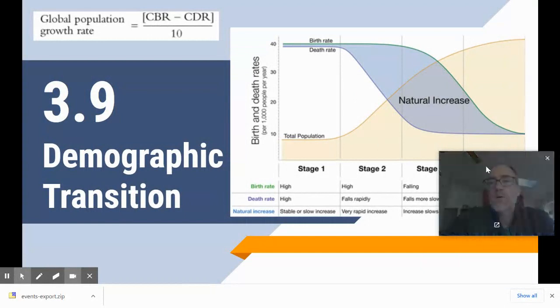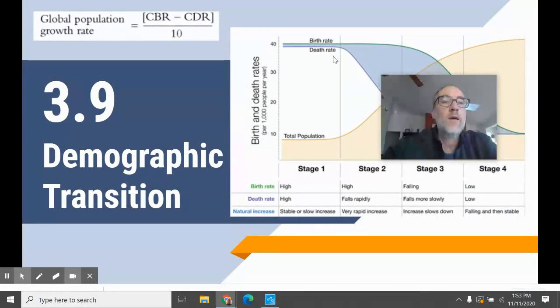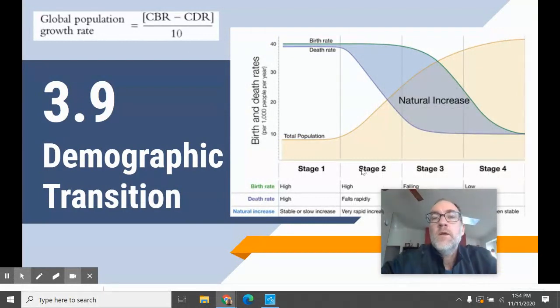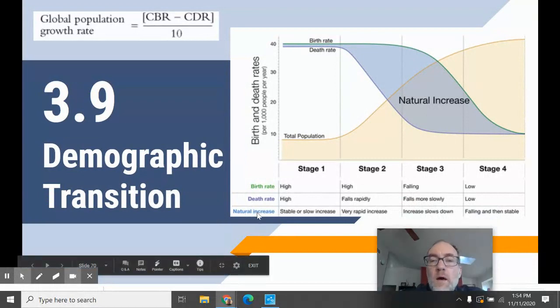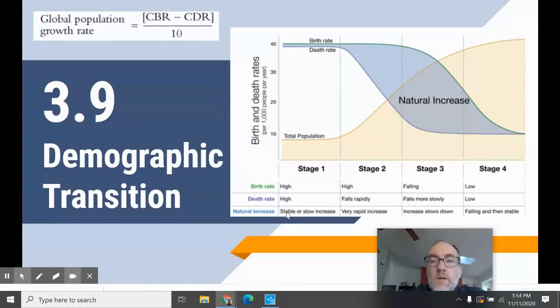Okay, two more units here. 3.9, demographic transition. You should be looking at this graph and saying, hey, what's going on? We've got stage 1, stage 2, stage 3, and stage 4. Up here we've got birth and death rates. You can see there's a distinction between birth rates and death rates down below. And then how fast is this population growing? So what's the natural increase? Take a look at that graph because we're going to be coming back to it.